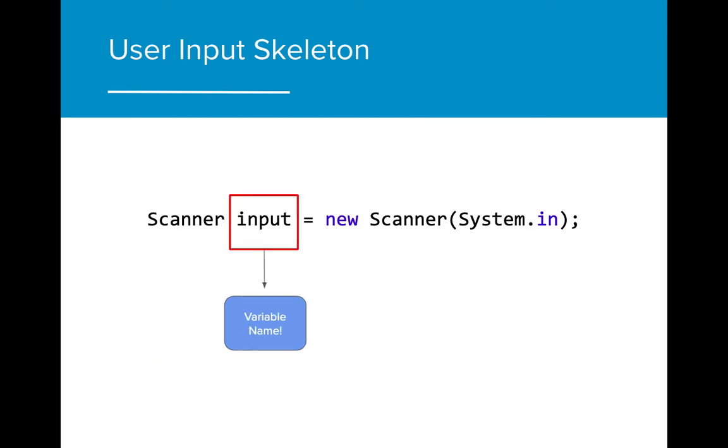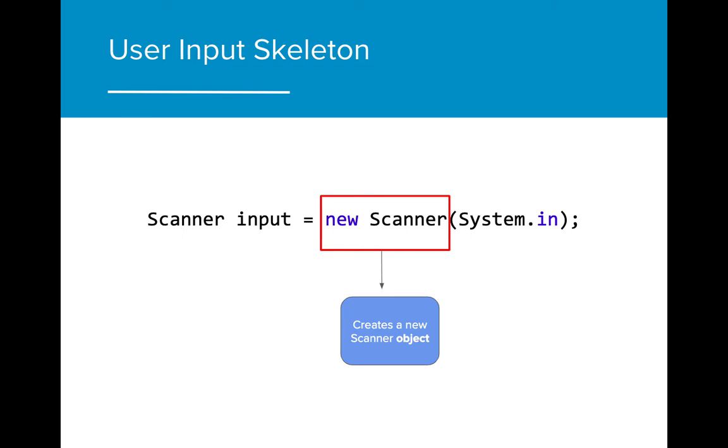Once the data type is declared, the next part is naming the variable. While in this example we use the name input, you can use any variable name when writing the initial steps for user input. The next part of this line is the creation of a new Scanner object. In order to create a Scanner that will search for user input, we need to first create a new Scanner. The keyword new is used to indicate that we are creating a new Scanner object. We'll learn more about this in the next unit.